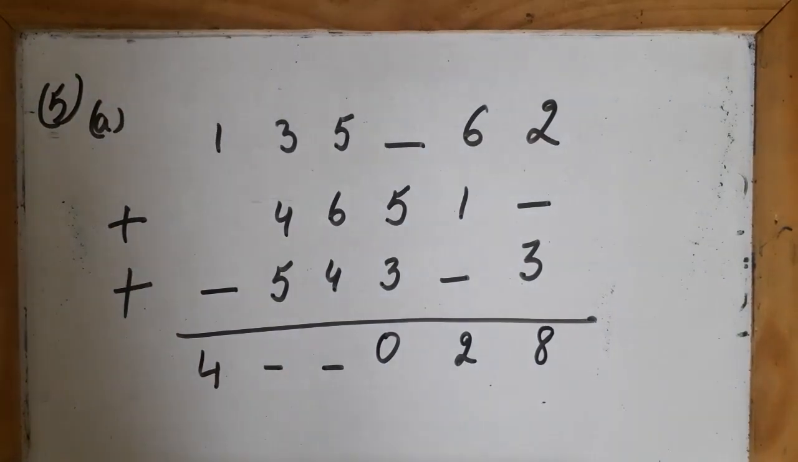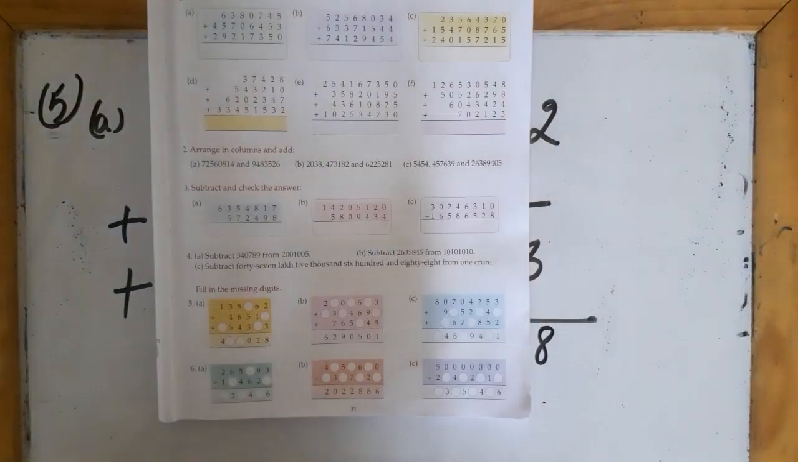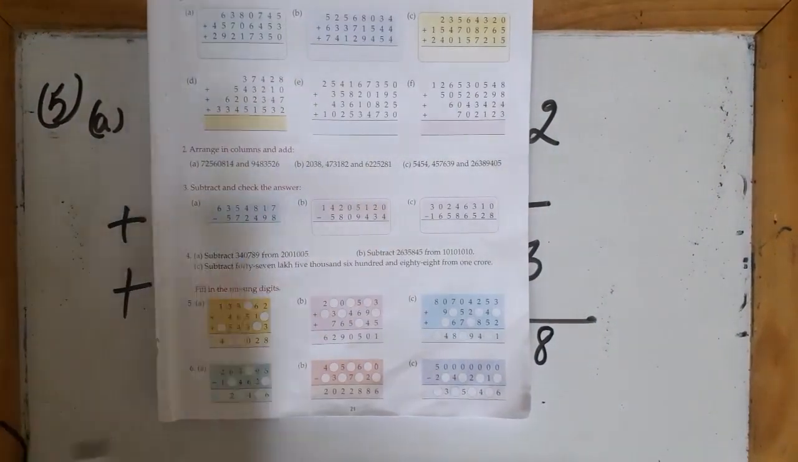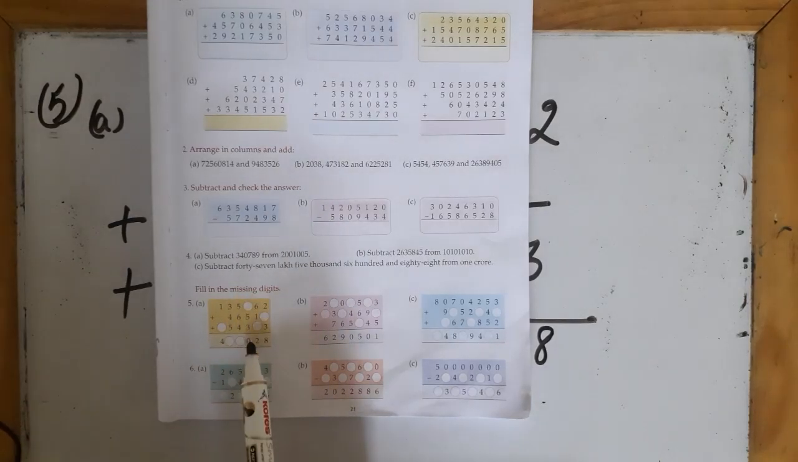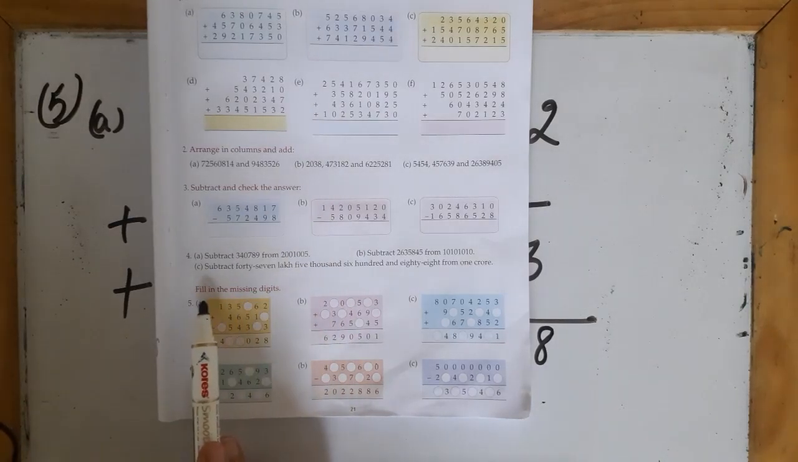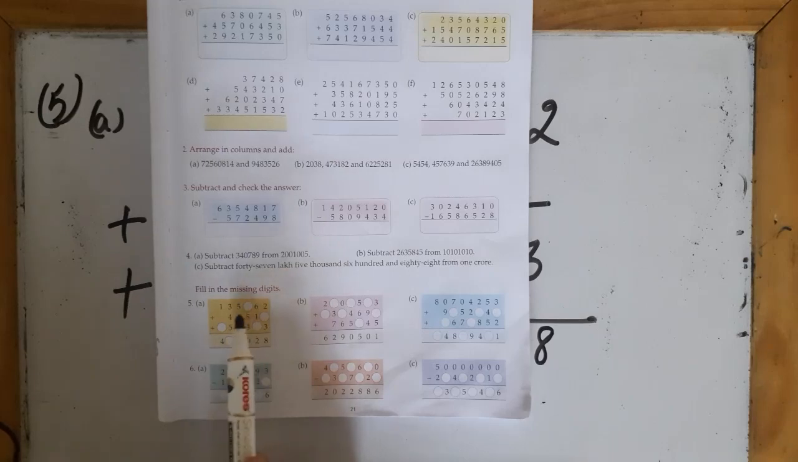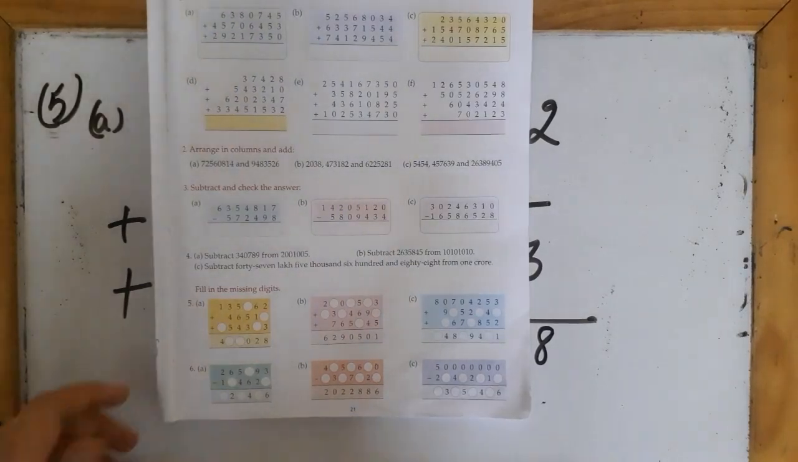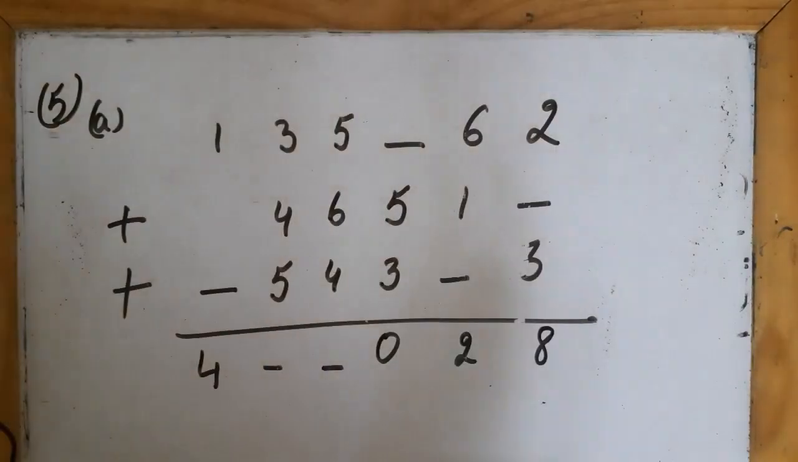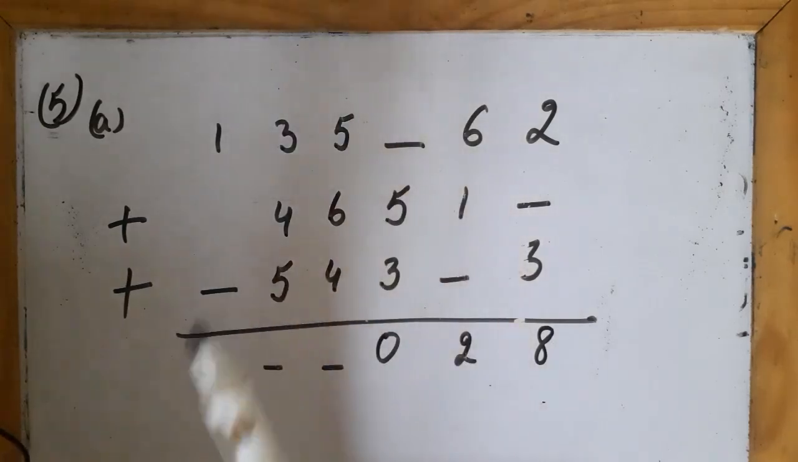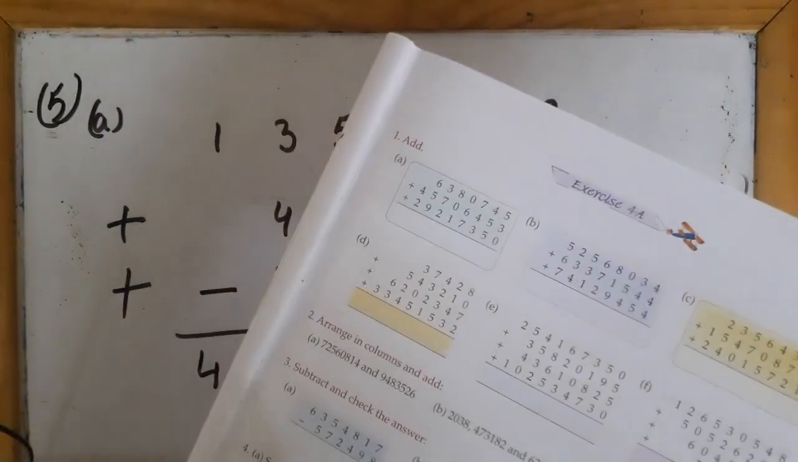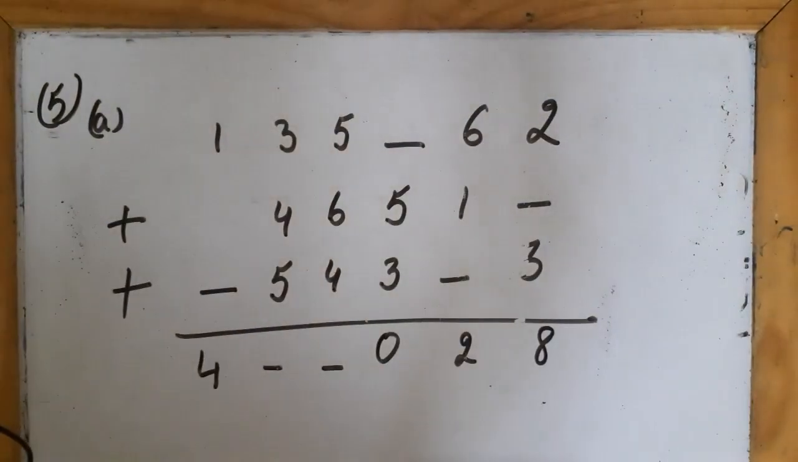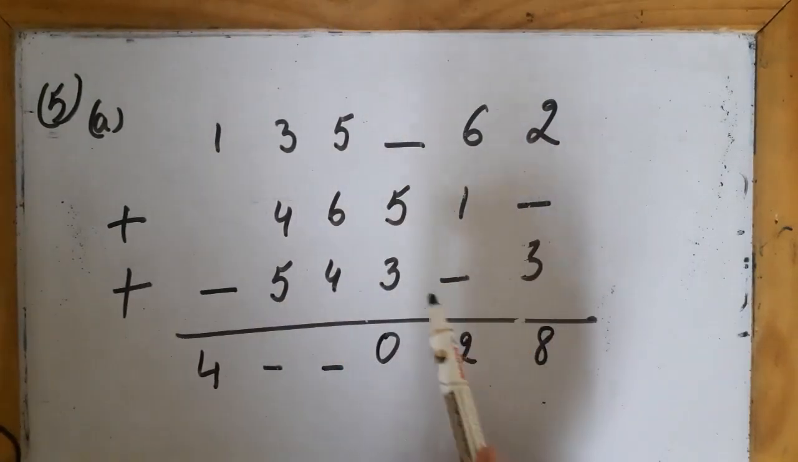Now we will start with the fifth question. In the fifth question, as you can see, they have given you the sums and the topic is fill in the missing digits. In the fifth question, all the sums are for addition. They have given you the sums and some of them are left blank, so we have to fill those blanks.